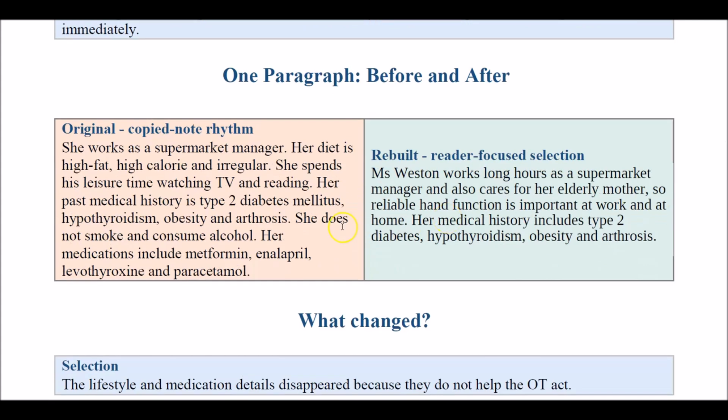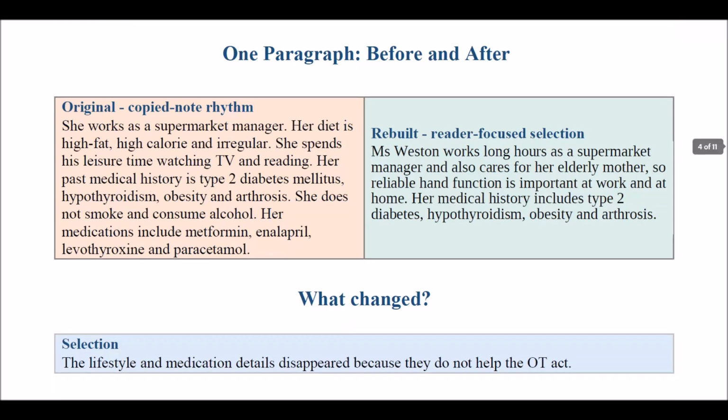So now you can see here, right? She works as a supermarket manager, her diet, how she spends her leisure time, oh dear. A more reader-focused selection, right? Miss Weston works long hours as a supermarket manager and also cares for her elderly parent. So reliable hand function is important at work and at home. And then we've got a single sentence. Her medical history includes type 2 diabetes, hypothyroidism, obesity, arthrosis.